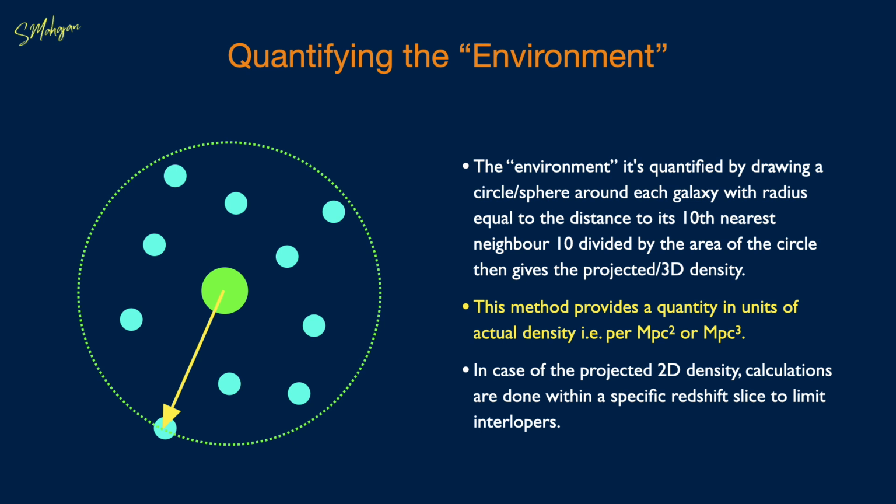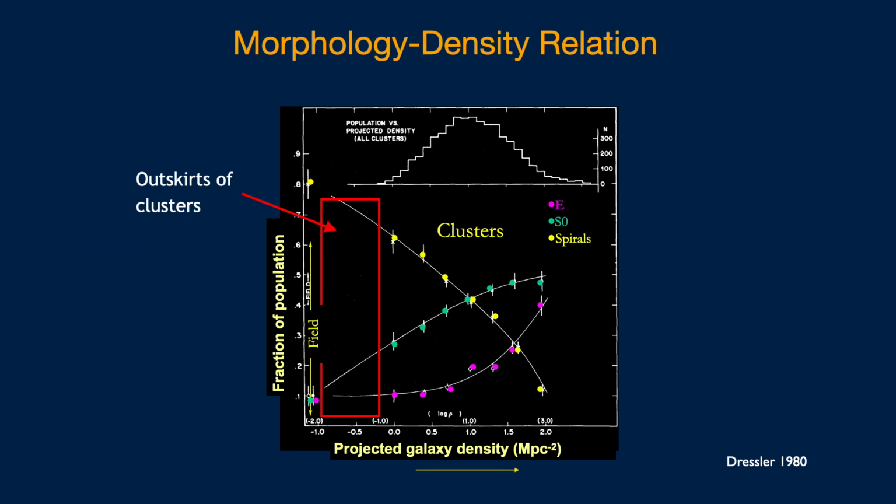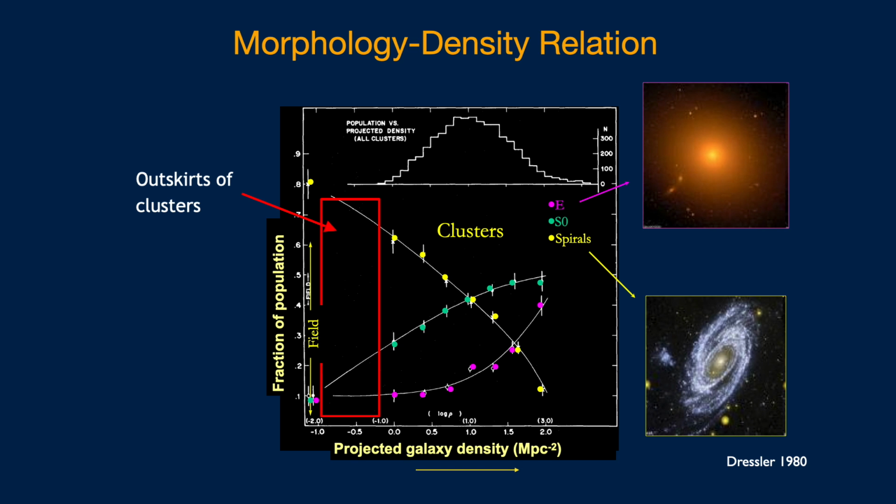On the other hand, if a galaxy is in a not so crowded region, often called the field by astronomers, the distance to its 10th nearest neighbor would be far away, and therefore the projected density calculated as 10 divided by the area of the circle would be much smaller. What Dressler found was profound for the times. His analysis clearly showed that the fraction of elliptical galaxies increases while that of the spirals declines as a function of the projected density of galaxies.